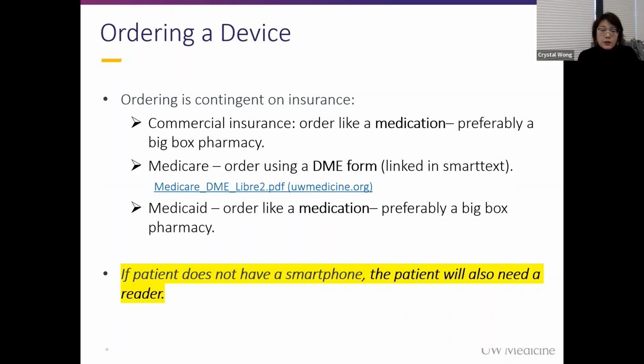So if they don't have a smartphone, you'll need to write them a prescription for a reader, and they'll pick that up as well. One other thing that we've learned in trying this for real is if your patient has a really old smartphone, sometimes it's not compatible with the app. I think that's a little bit of a rarity, but our nurses who have seen so many things have definitely seen a patient show up with like an iPhone 2, and lo and behold, there's no Libre app for that device. So there's just some little weird things here and there.